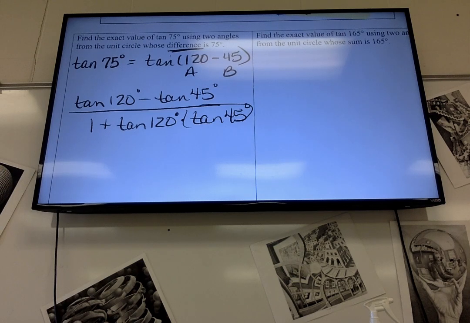Everybody okay with that? All right. Tangent of 120, negative square root of 3. It's just from your chart. Minus tangent of 45. Jenna, I know you have this one. 1. Oh, okay. Then 1 plus tangent of 120 is still negative square root of 3, and tangent of 45 is still 1.